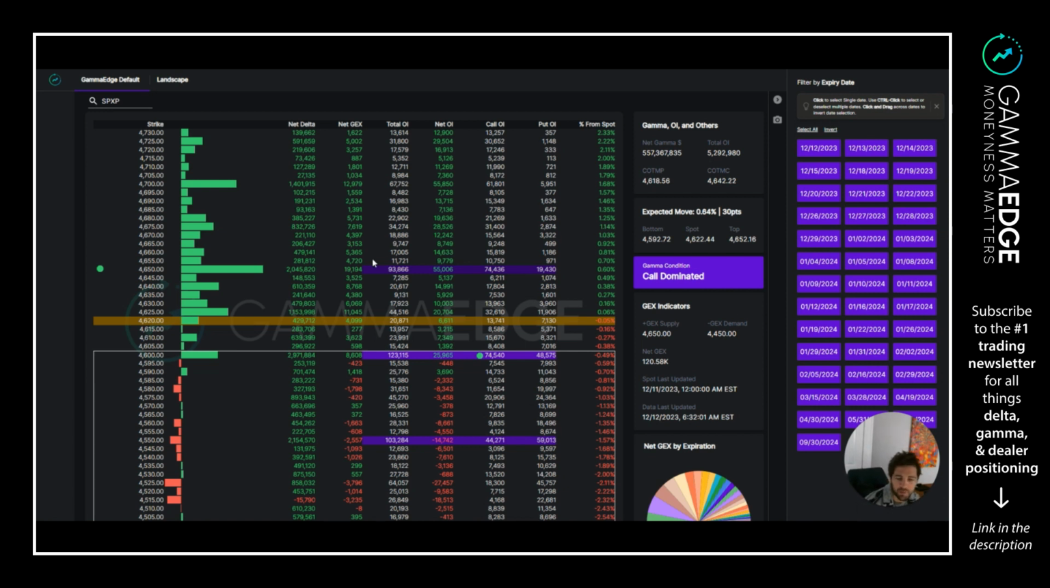Starting out with the SPXP, this is the full PM settle complex. All expirations are turned on. 4600, this is top of the transition zone. This is a key downside level for us. This is also a COI.